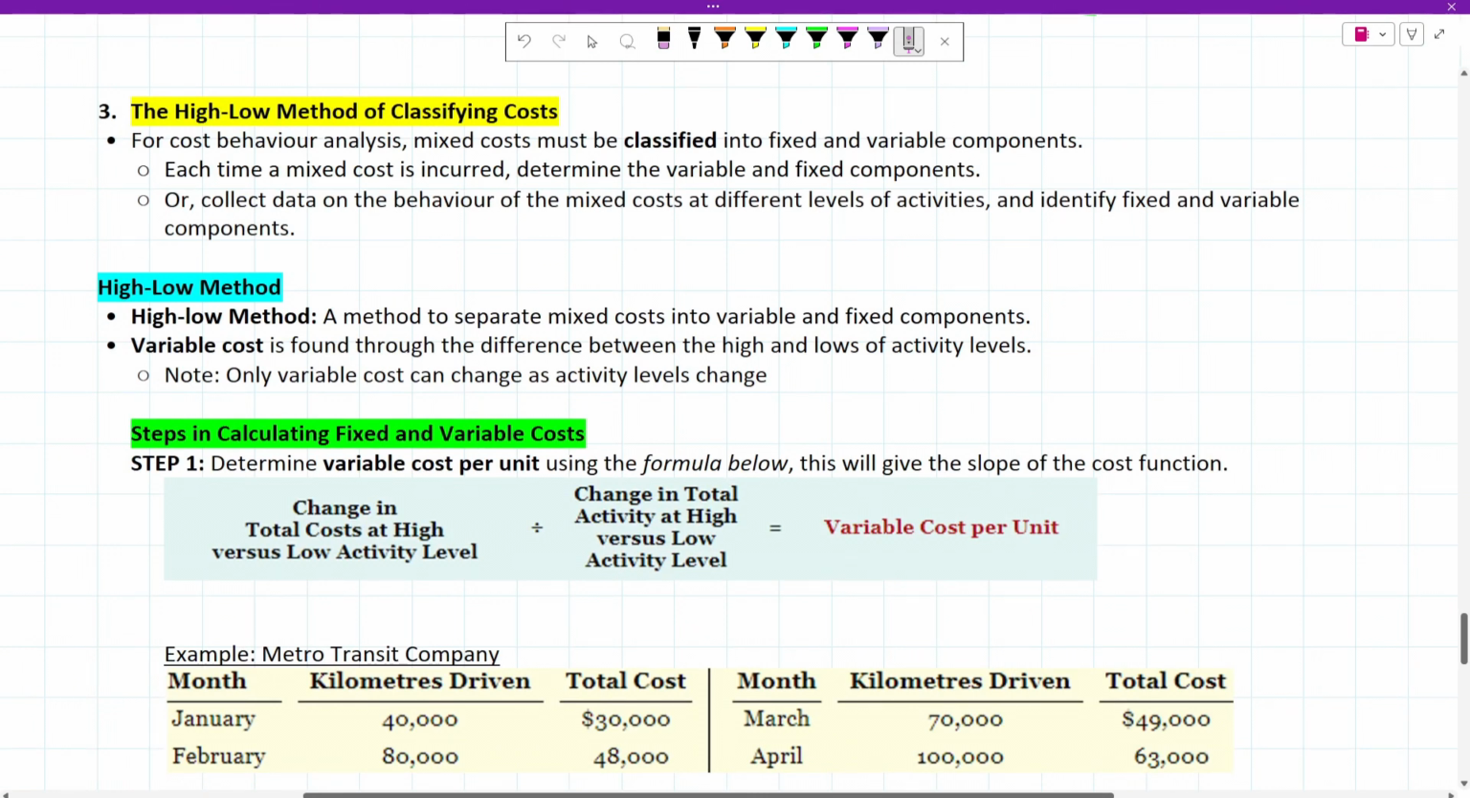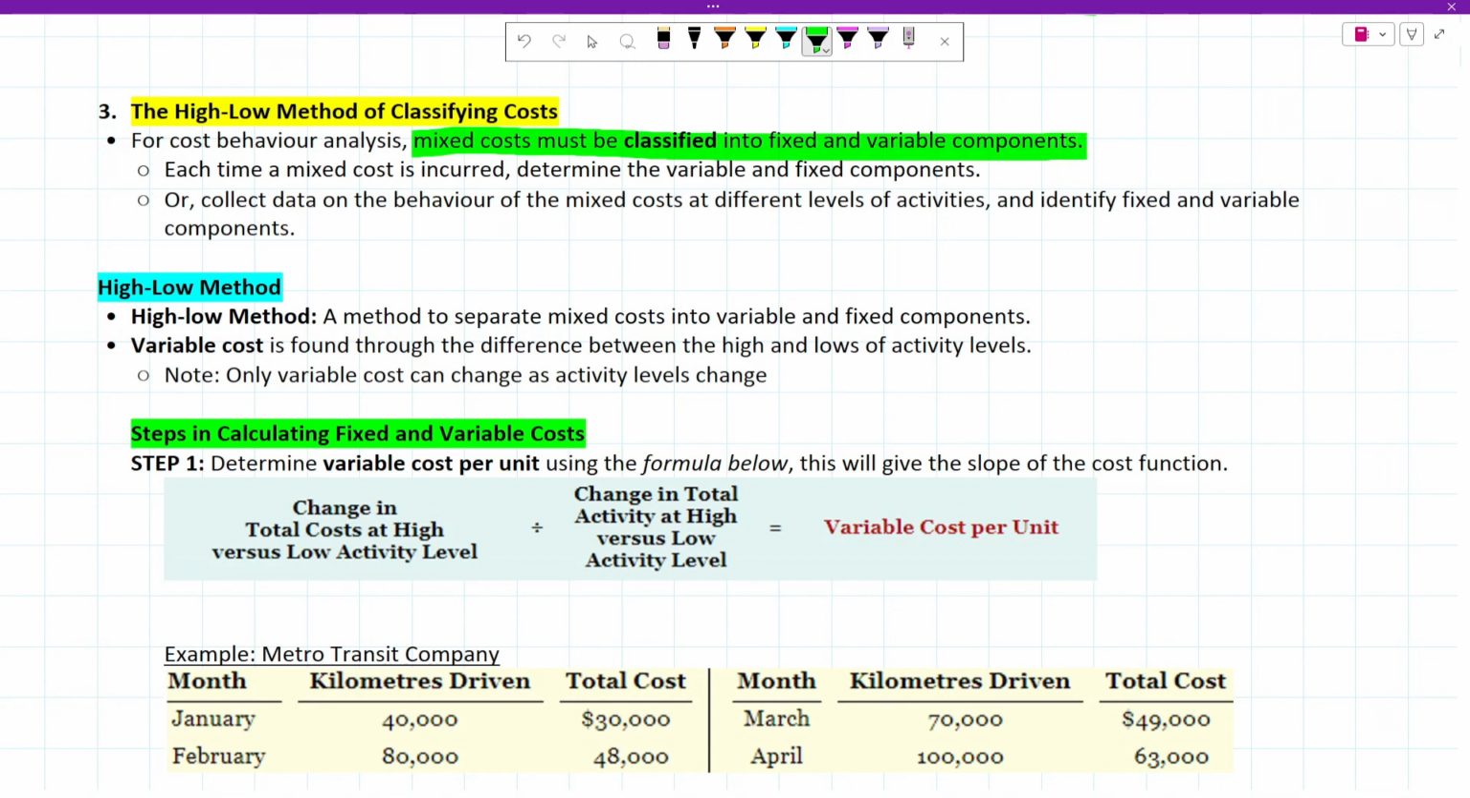All right, so 3, the high-low method of classifying costs. For cost behavior analysis, mixed costs must be classified into fixed and variable components. So I'm going to highlight that. Each time a mixed cost is incurred, determine the variable and fixed components, or collect data on the behavior of the mixed costs at different levels of activity and identify the fixed and variable components.